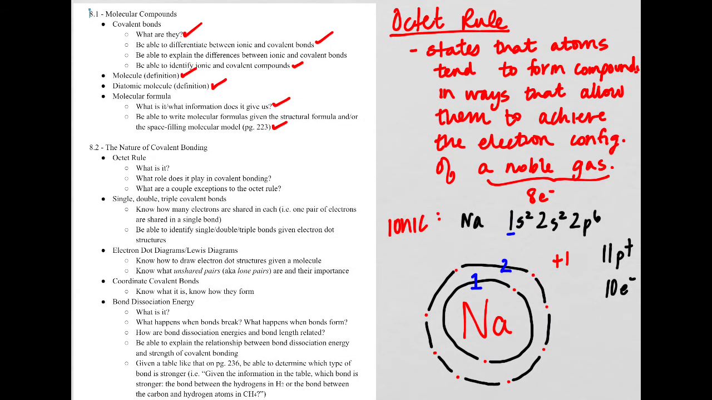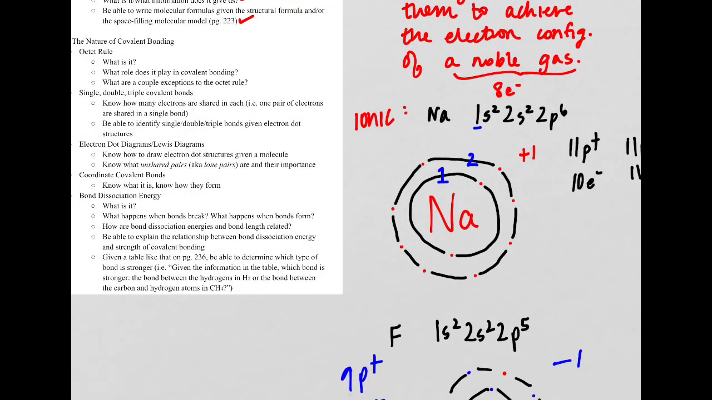Some exceptions to the rule. We already know hydrogen, but there's also boron. That's a big exception. And sometimes phosphorus. Boron is the main one that you need to know that is an exception to the rule. Boron, B. All right. And obviously, definitely hydrogen as well.